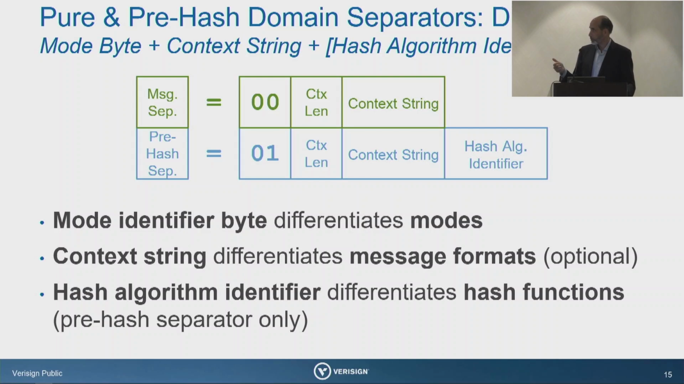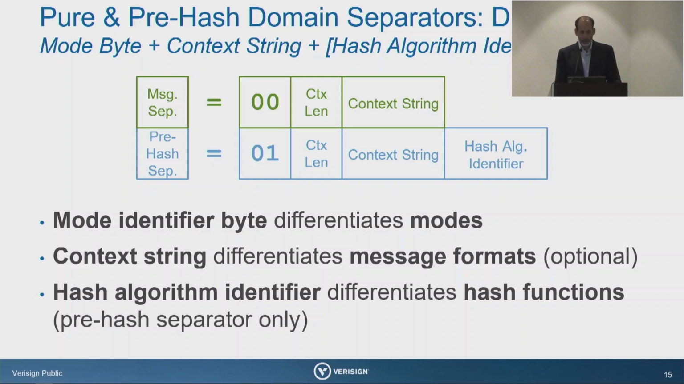So the mode identifier byte differentiates the modes. The context string differentiates interpretation of message by the application in some general sense, the message formats, and then the hash algorithm identifier differentiates the hash function. You can see all these properties. This goes back to early design principles in cryptography. Be as specific as you can about what you're committing to. So the more information you can put in that is explicit rather than implied from context, the better protection that you have from any kind of misinterpretation later on.